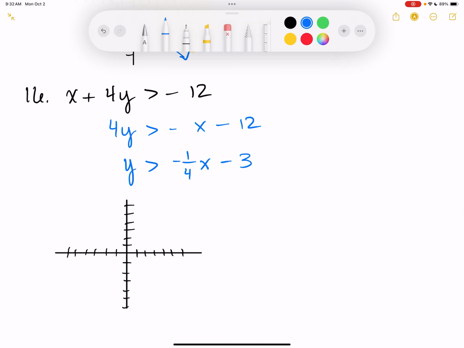Alright, so intercept at negative 3. Down 1, right 4. Or up 1, back 4. And solid or dotted? Dotted. Alright, and now y is greater than, so am I shading above or below? Above. Up here. So, y'all good with these?